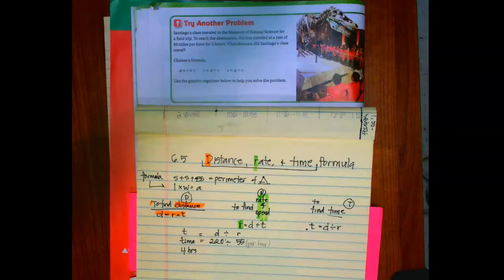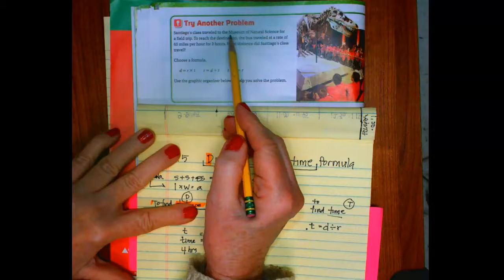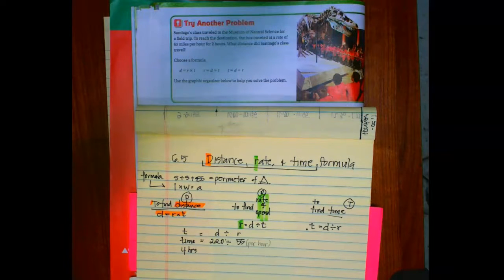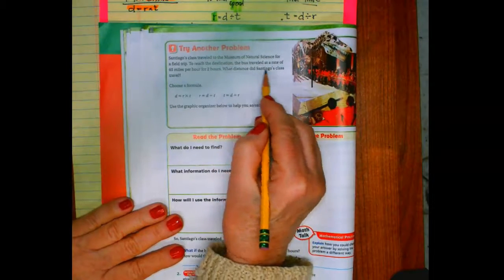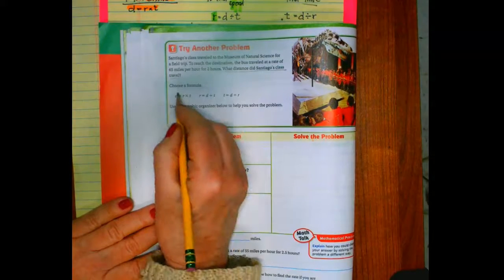Let's try another. So in this problem, Santiago's class traveled to the Museum of Natural Science for a field trip. To reach the destination, they traveled at a rate of 65 miles per hour for 2 hours. What distance did Santiago's class travel? So the first thing you want to do is determine which one of these formulas is going to work.